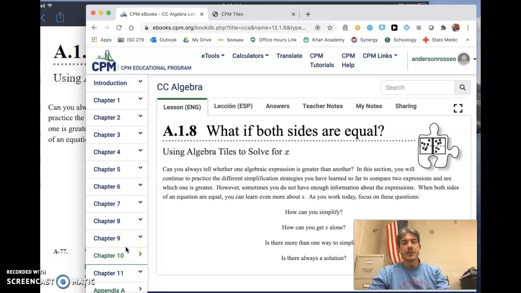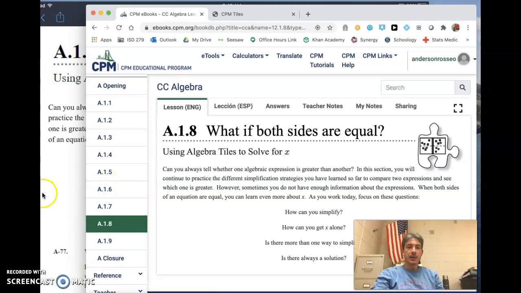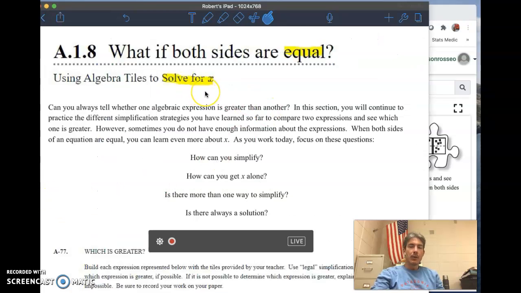Hello again, everyone. Mr. Anderson coming to you with section A.1.8, and today we're going to get to the bottom of solving an equation. Many of you could probably sense that this was coming. It is the appendix, and we are at the second to last section, and we'll answer the question, what do we do if both sides are equal?